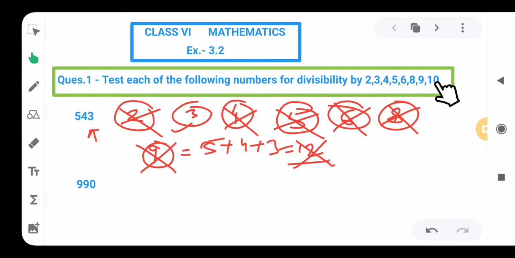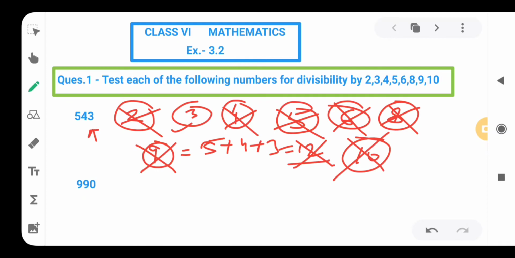So let's take the last value, that is 10. According to the divisibility of 10, we must have 0 at the last place, that is the unit place. But in this question, we don't have 0 at the unit place, so the entire value, that is 543, is not divisible by 10. So 10 is not a divisor of 543.